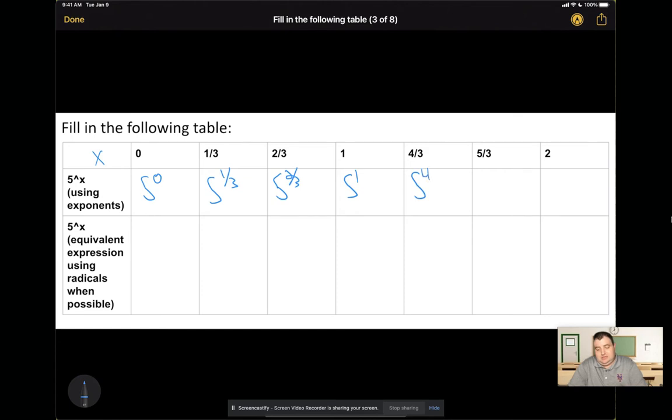Okay, we can keep going. This row is pretty easy to fill in. 5 to the power of 4/3, 5 to the power of 5/3, and 5 squared.